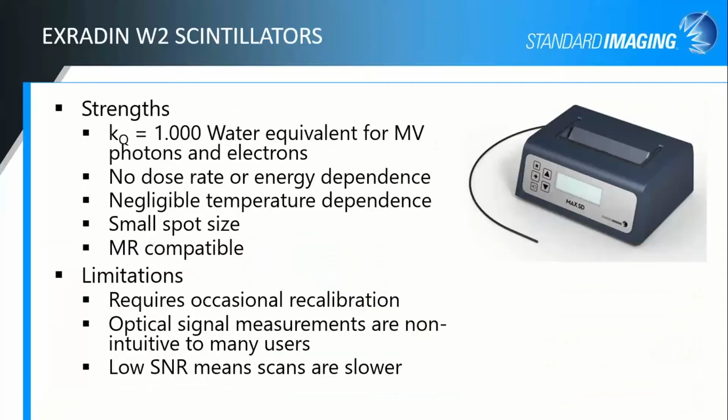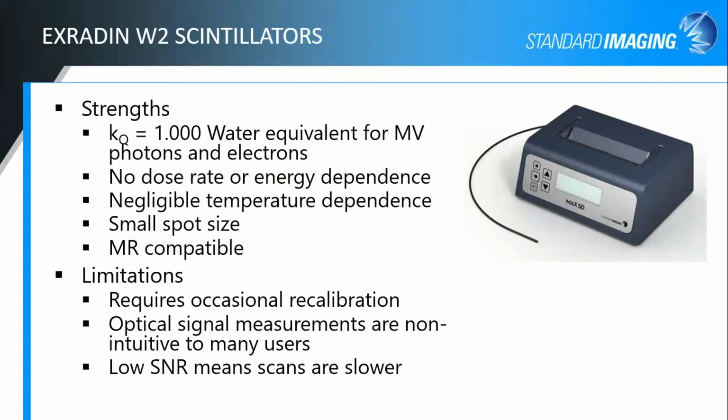So strengths, I guess I didn't show it, but the TRS 483 publication lists KQ values for a lot of different detectors for small field measurements. And the only detector in that entire publication that has unity correction for every field size, every energy of every table it shows up in is the W1. So that beam quality correction factor of 1 is a huge strength for the W2. Water equivalency for both the photons and electrons. It has not shown dose rate or energy dependencies.